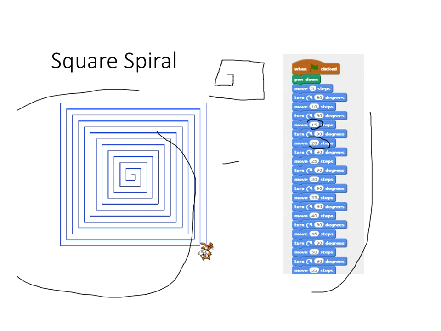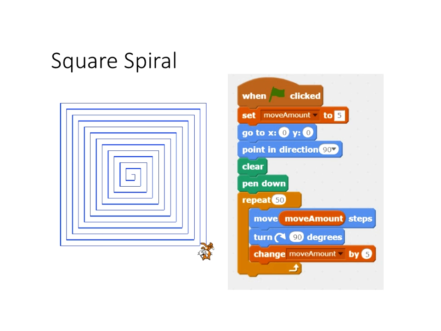Well, that's not really efficient, and it would take you much more than what I have here to make this square spiral, because it just keeps going and going for quite a while. If you go on to the next slide, you will see that I actually have code that's much more efficient. I've used a repeat of 50, but I've also used a variable. My move amount variable is set to 5. So at the beginning it's 5. There's my first 5.